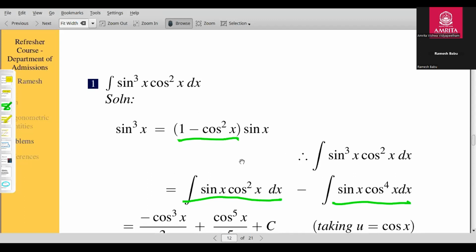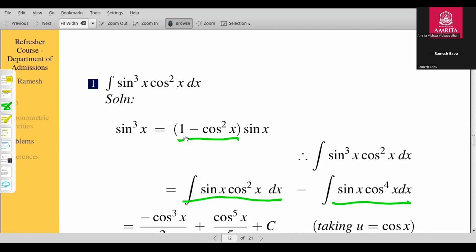So the idea behind splitting this sine cube x into sine squared x into sin x is this: I am getting only one sine. The rest of the thing I convert into cos. Got a point? Have any questions?